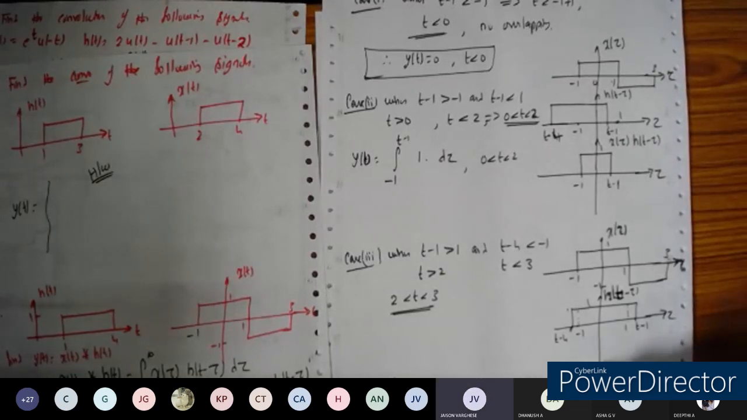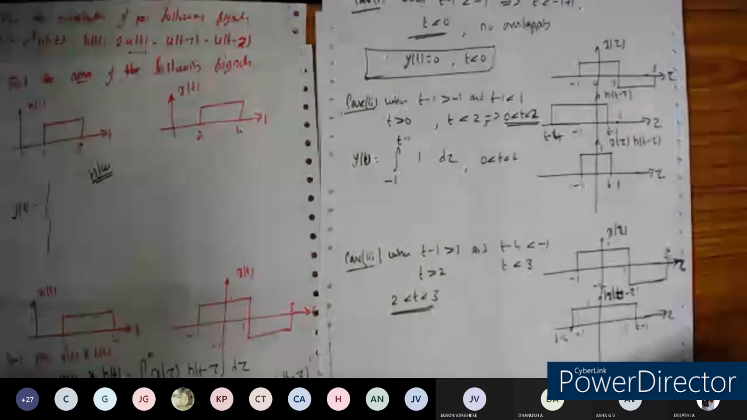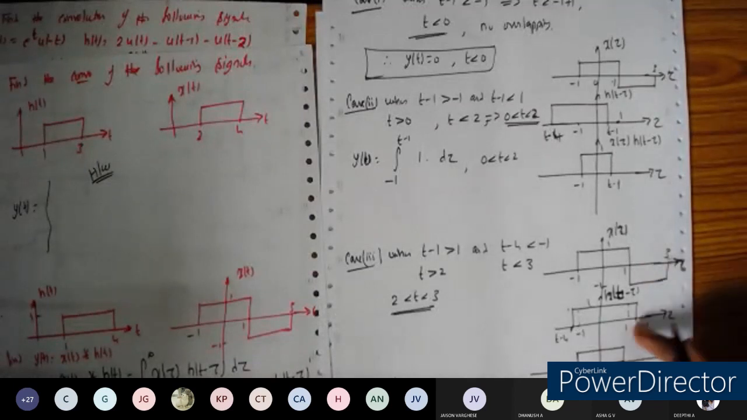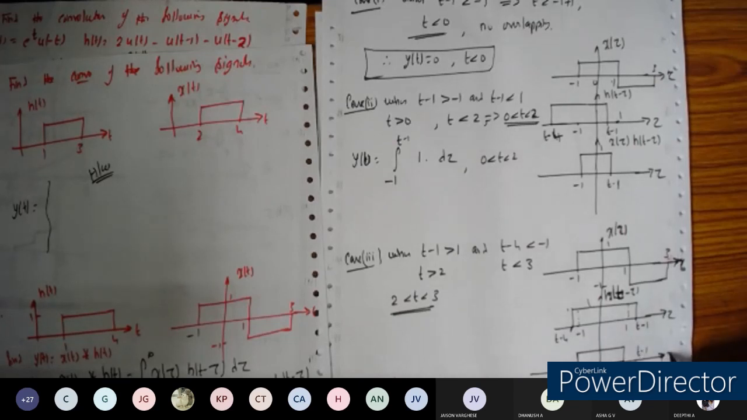Now when you take the product, from -1 to +1 it has the value 1. From 1 to t minus 1, it has the value minus 1. So this is minus 1, this is plus 1. This is x of tau into h of t minus tau, that's the product here.